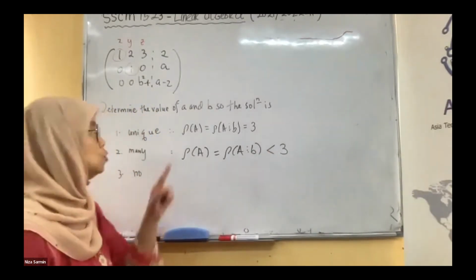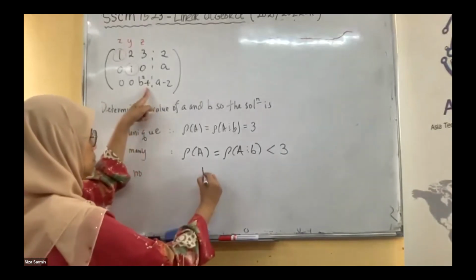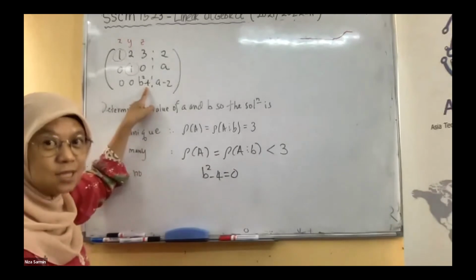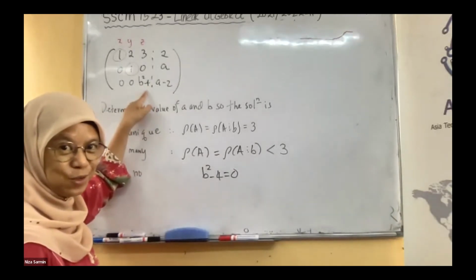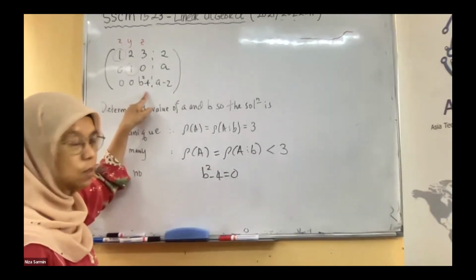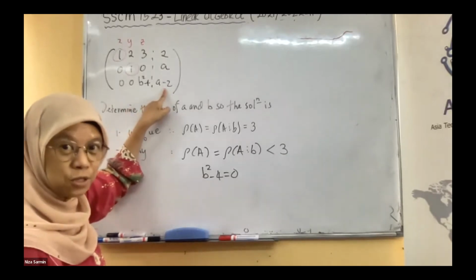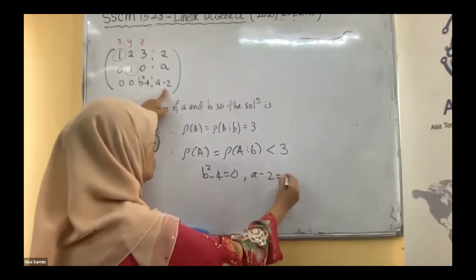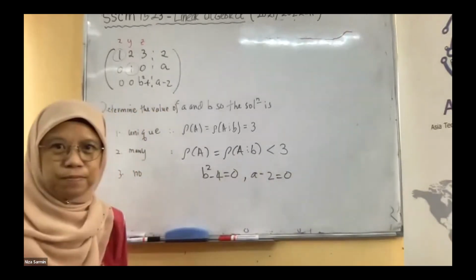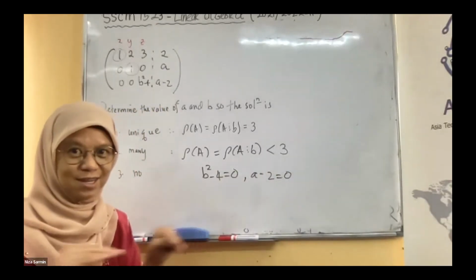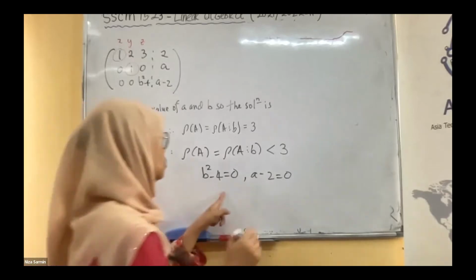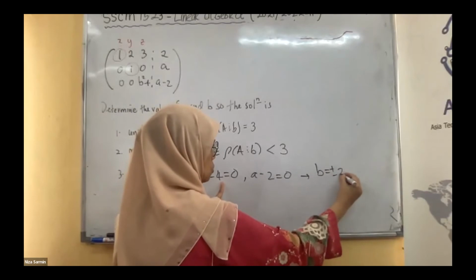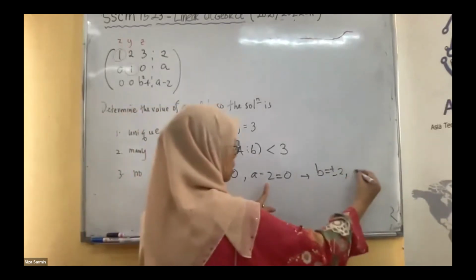To be 2, this one has to be 0, so the rank is 2. And this one has to be 0, so A minus 2 is also 0. So you will get 0 rows, and then we get many solutions. So this will give us B is plus or minus 2, A is 2.